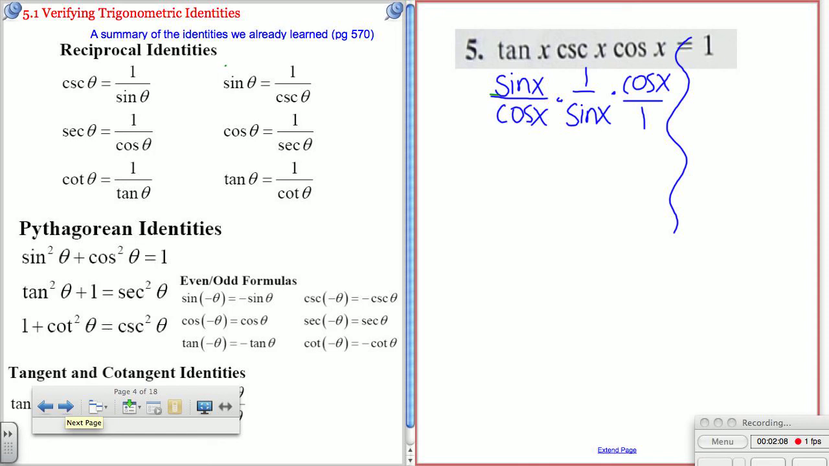Now all these things are being multiplied together. So basically all the tops will stay on the top and the bottoms in the bottom, and I can do some canceling here. Sine cancels, cosine cancels, I'm left with 1. 1 equals 1.